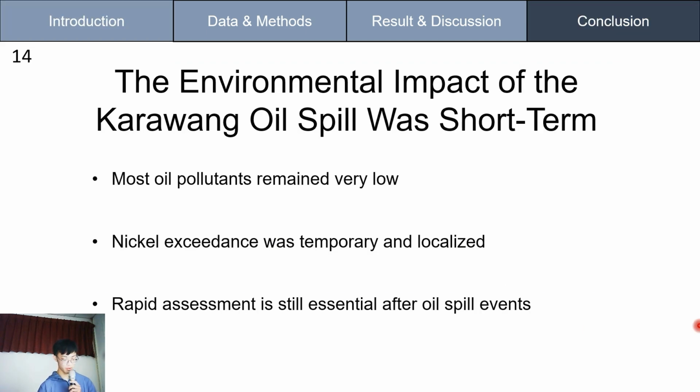Okay, to reach the conclusion, the results show that the long-term environmental impact of the Karawang oil spill on seawater quality was relatively limited. Most pollutant concentrations remain at very low levels. The nickel existence was temporary and localized. However, rapid environmental monitoring is still very important for evaluating the impact of oil spill events.